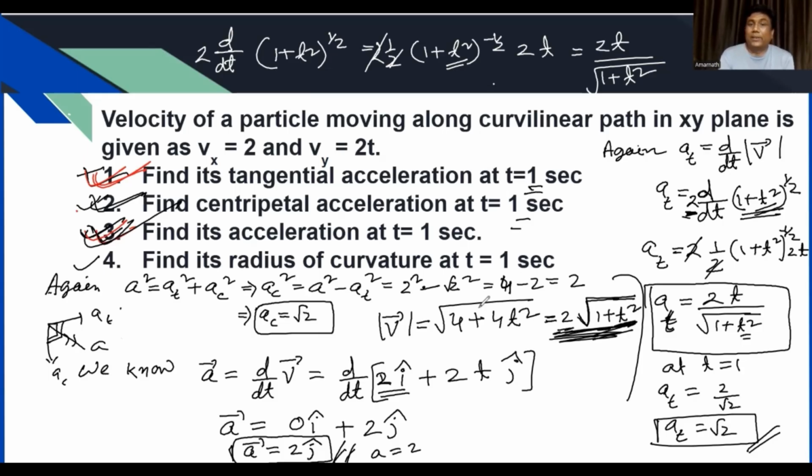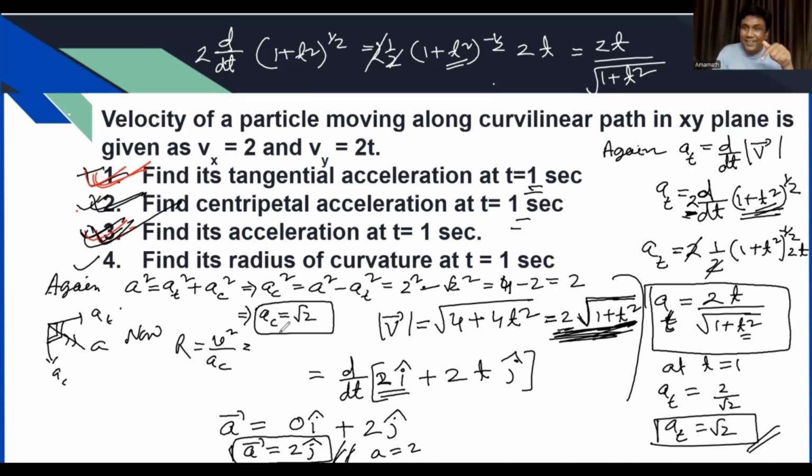Now I need to calculate the radius of curvature. So now I can easily calculate the radius of curvature also. How do you see? R equals speed square by ac. Where do I get this formula from? ac is equal to v squared by r. So r equals what? Speed square by ac. Now ac I got as root 2.